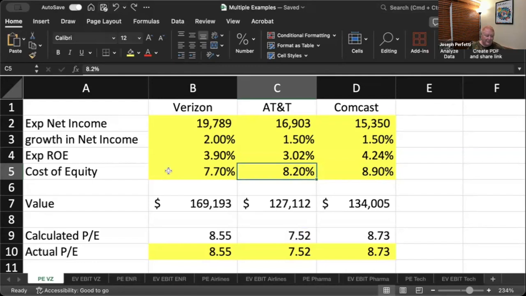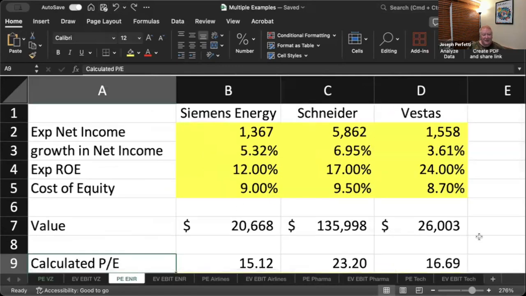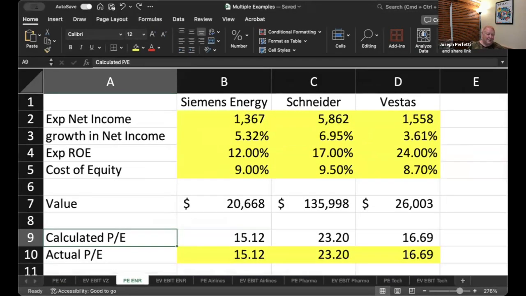Give you one more. Here is a company, Siemens Energy, Schneider Electric, Vestas, which is a renewable energy company in Europe. Somebody help me explain these PEs. Why is Siemens Energy trading at a discount to Schneider Electric? 15 versus 23. Theodore?